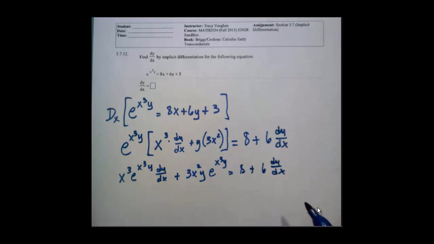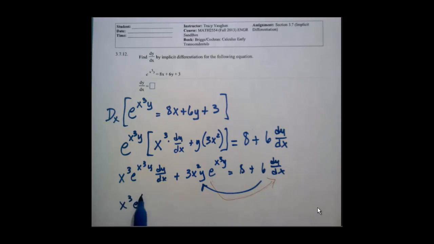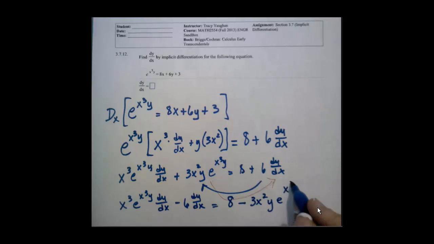Now, I like my dy/dx terms on the left, but it doesn't really matter. So I'm going to move the 6 dy/dx to the left, and I'm going to move the 3x squared y e to the x cubed y to the right. In other words, I'm going to get all the dy/dx terms on the left and all the non-dy/dx terms on the right. So I will have x cubed e to the x cubed y dy/dx minus 6 dy/dx, after I subtract it from both sides, is equal to 8 minus 3x squared y e to the x cubed y.